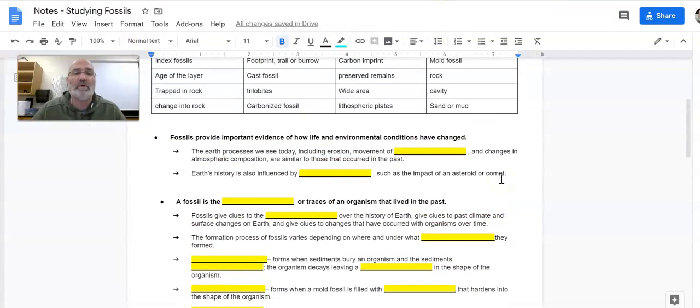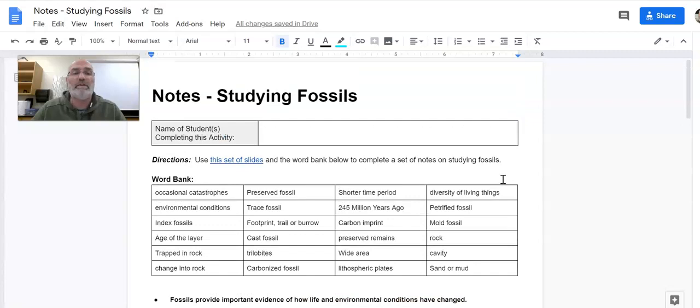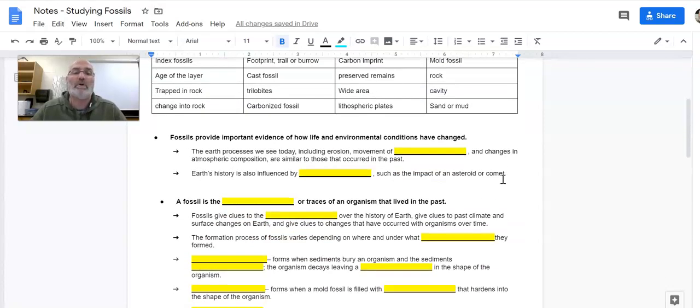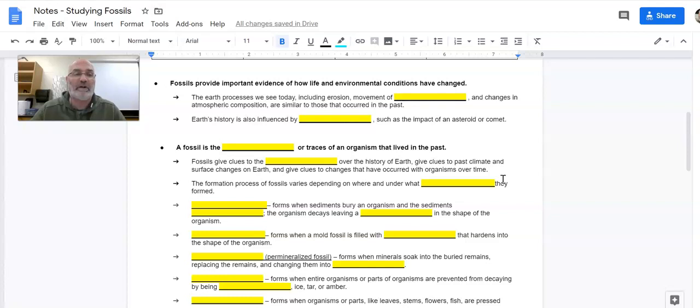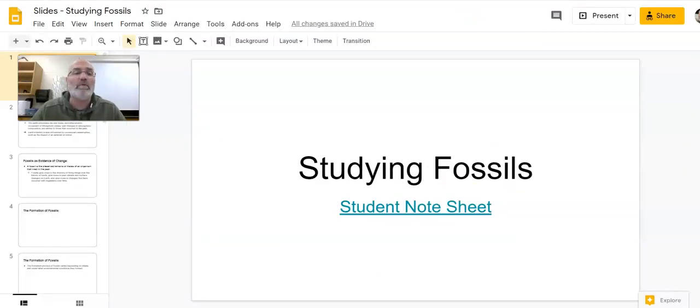The note sheet is super easy. You've seen these before. It's a fill-in-the-blank note sheet with a word bank. All I want you to do is create a reference document that you can use to go back and study important fossil concepts later. Does that make sense to everybody? So there you go. There's the beginning and the logistics out of the way, and let's start talking about fossils.